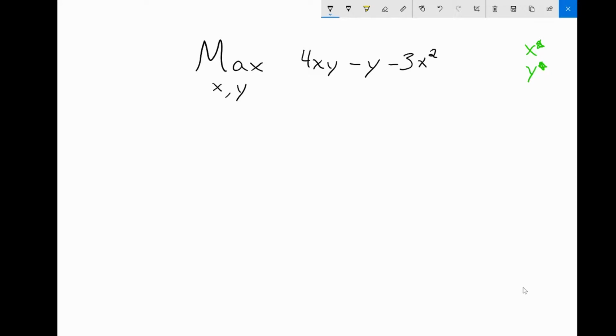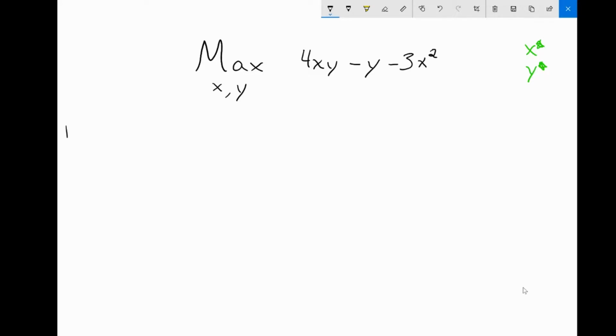This is going to be more complicated, considerably more complicated now that we have 2 variables. So we're getting more serious here. Let's do it. We're going to find x star and y star. Well, how do we do it?